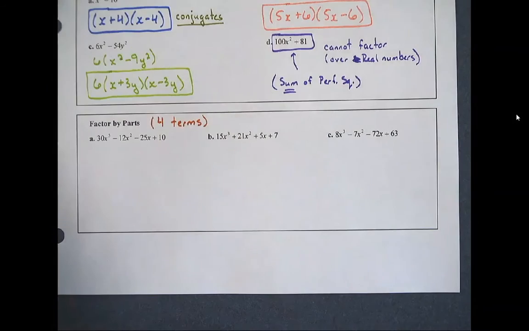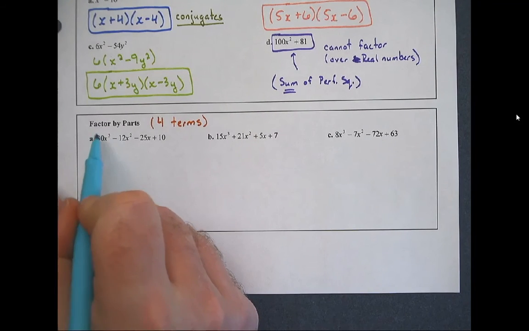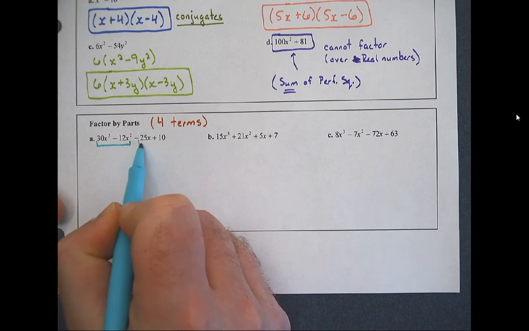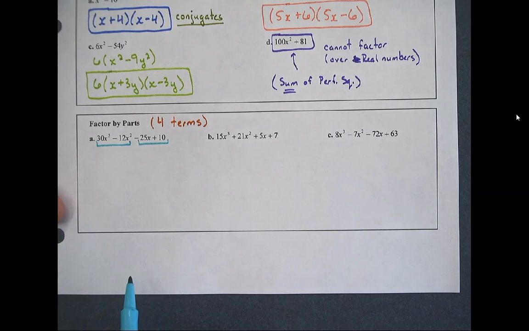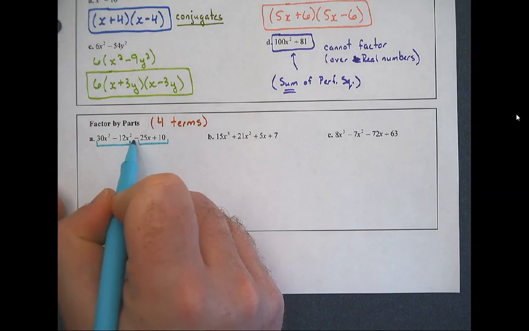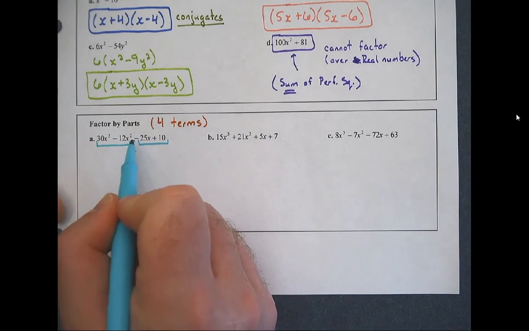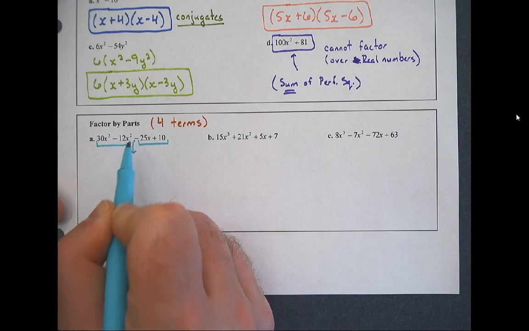So I want to think about factor by parts. I want to think about this as 2 separate pieces. Notice how I'm underlining those 2 sections. And then I left a space here. That was purposeful, because I want to take that sign out. That's a reminder that whatever this sign is, I've got to factor out that sign.